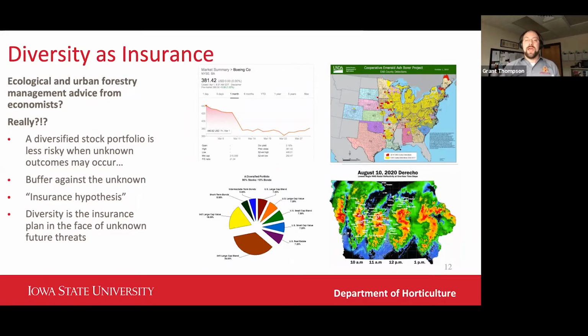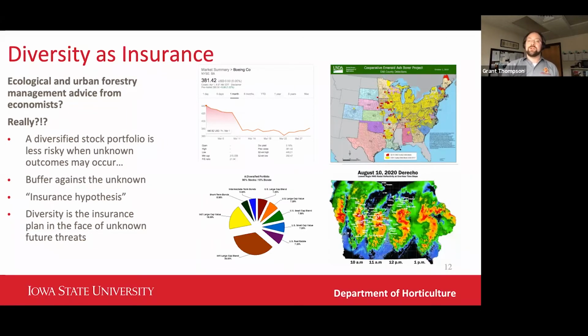And in the economic theory, we actually call this the insurance hypothesis. So diversity as a form of insurance. Now, of course, we can think about this in terms of the very specific biotic threats like emerald ash borer, Dutch elm disease, and so on. But we can also think about this in terms of abiotic effects.